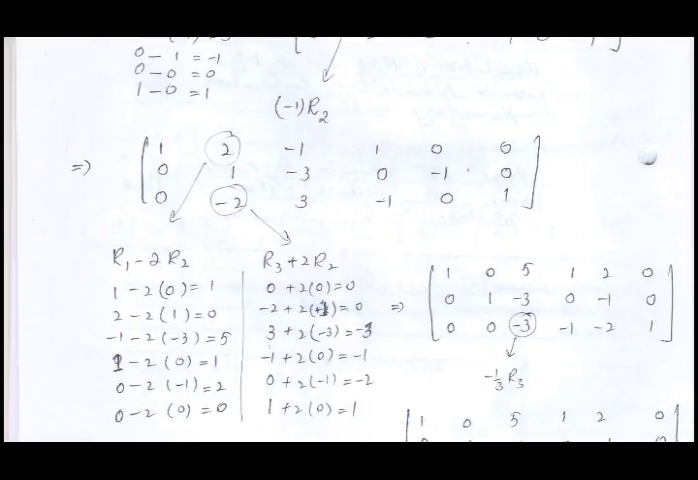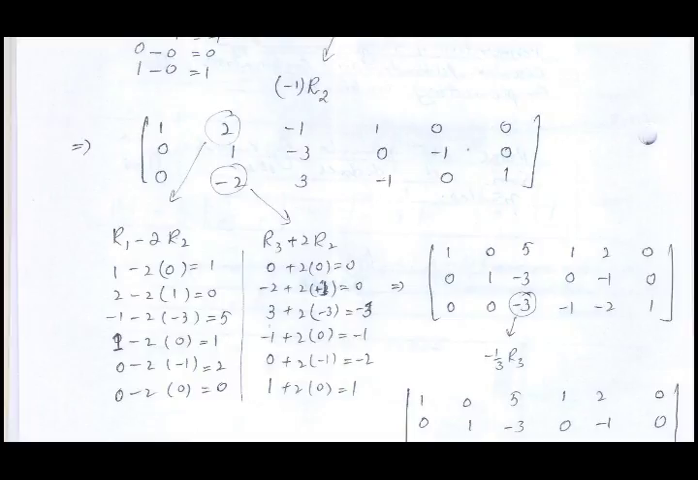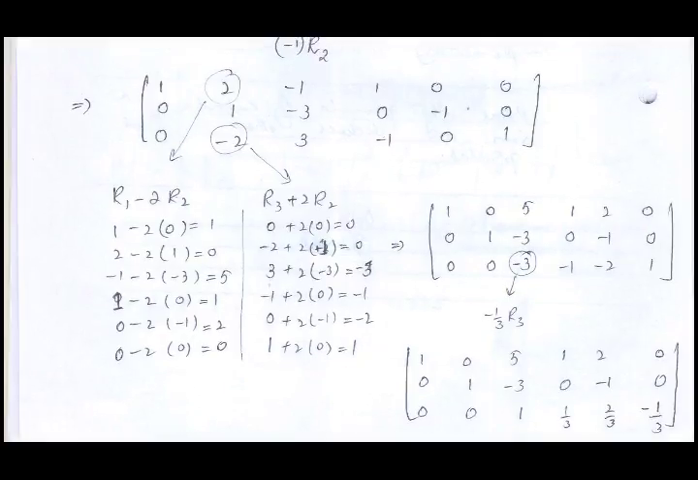Now we make 2 and -2 equal to 0. To make the 2 in the first row equal to 0, we write R1 minus 2 R2, and to make the -2 in R3 equal to 0 we write +2 R2. Why do we use R2? Because in R2 we have 1. It makes both these values 0, and we arrange our second column.